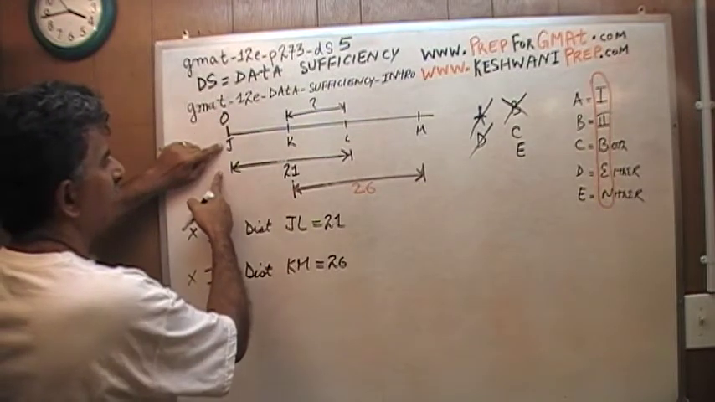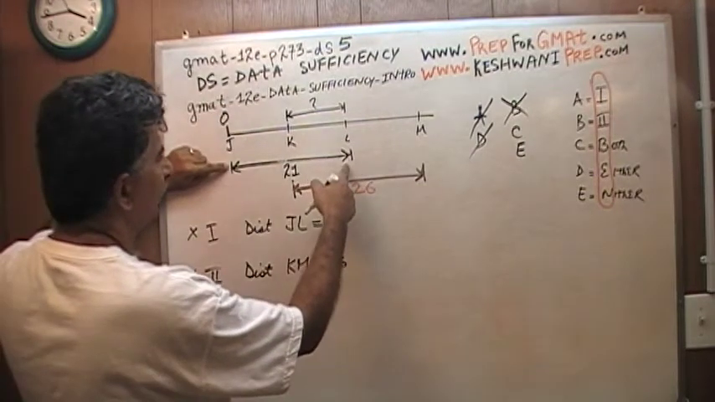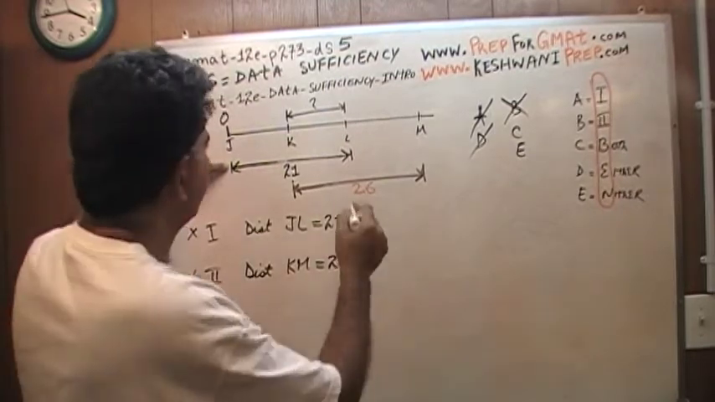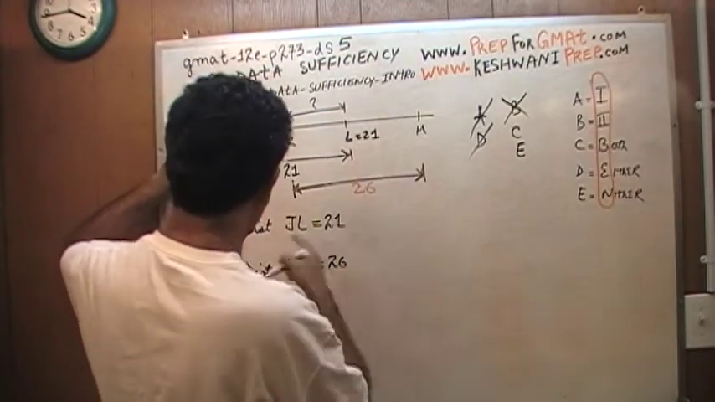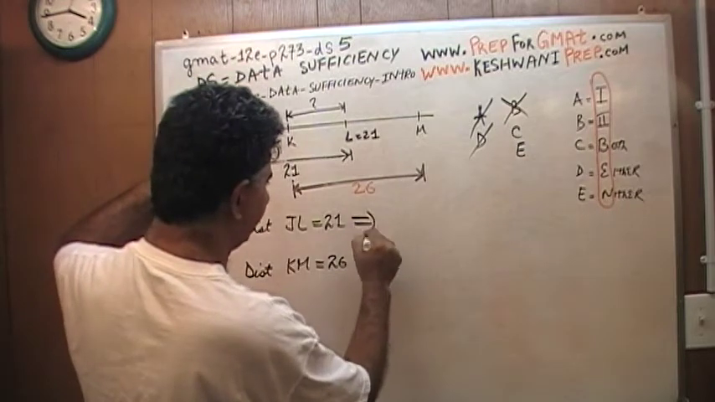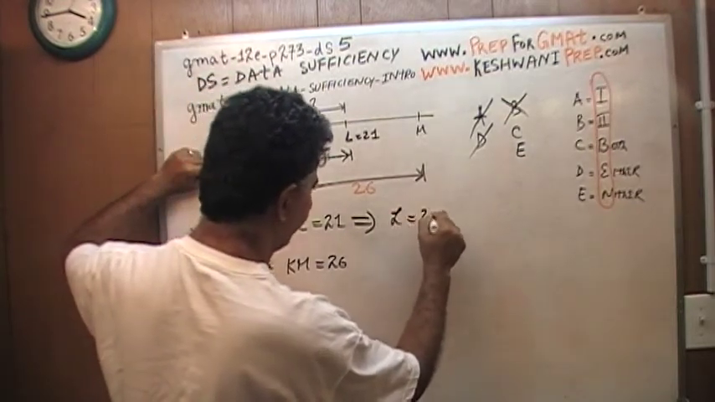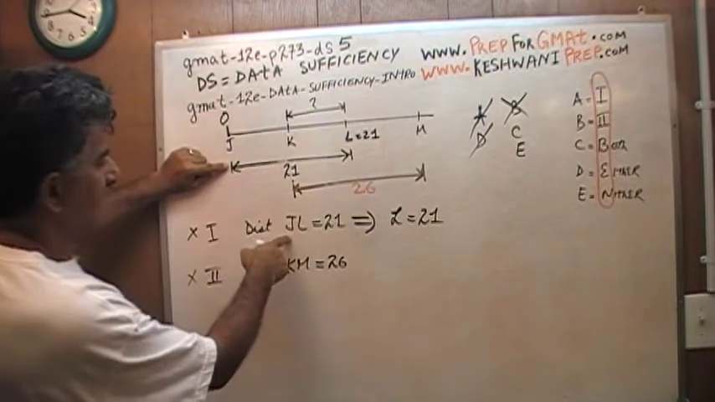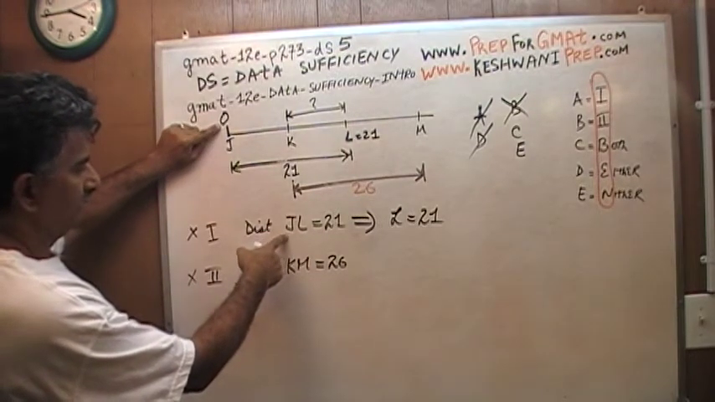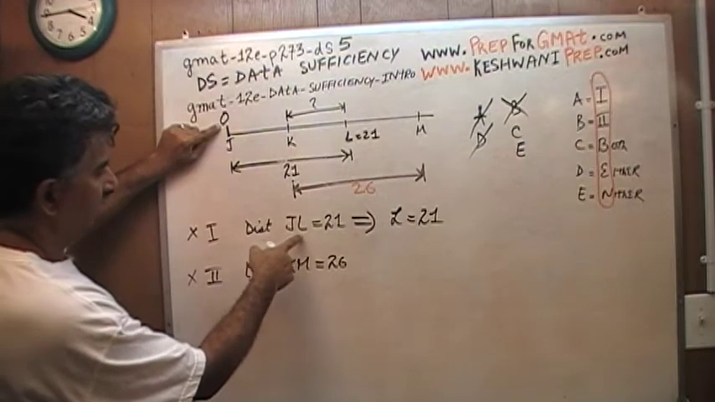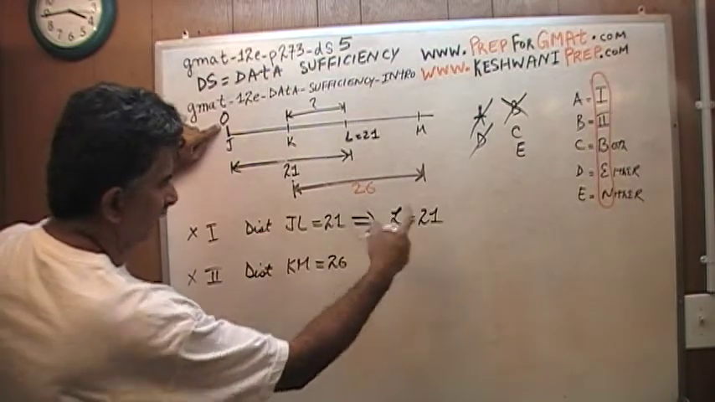This is 0. And telling me that J to L is 21 is the same as saying that L is 21. L equals 21. So in the first statement, this part means that L equals 21. Because we are starting with J and I'm assuming that that's your 0. So we're starting with point 0, therefore 0 to L is 21, which is the same as saying L is 21.